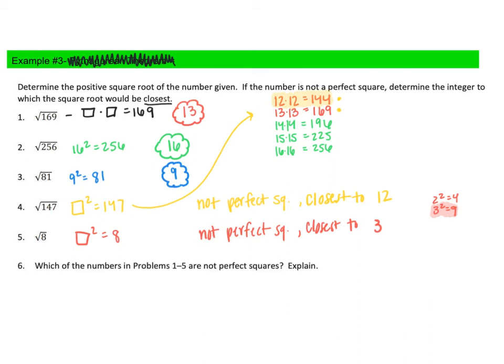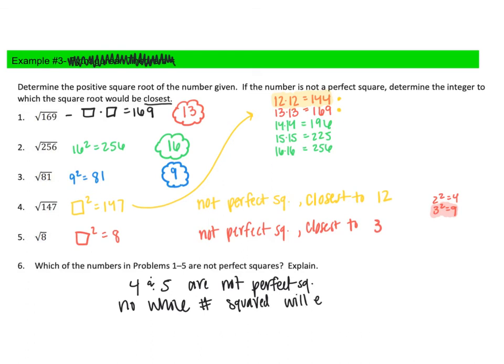Okay. Last question, number 6 says, which of the problems in number 1 through 5 are not perfect squares? So 4 and 5 are not perfect squares. And it says to explain. So the explanation here is basically no whole number squared will equal the number inside the radical.